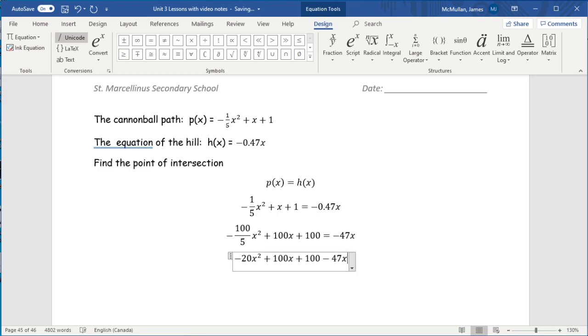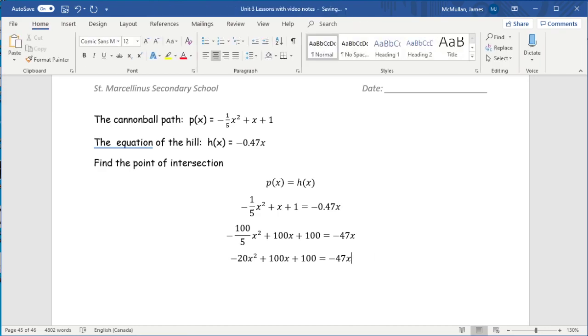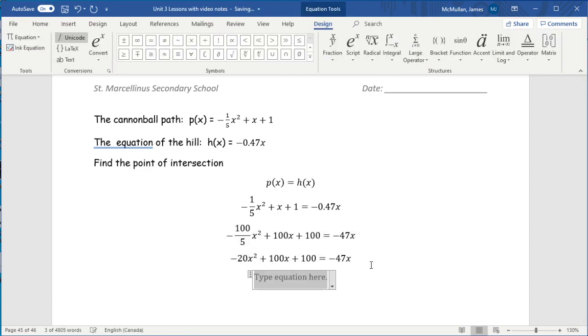And I get that equation. Okay, so negative 20x squared plus 100x plus 100 is equal to negative 47x. So I go ahead and solve this one. To solve it, remember I bring everything over to one side. So negative 20x squared plus 147x plus 100 equals 0. And then I just use my quadratic formula. A is negative 20, B is 147, C is 100.